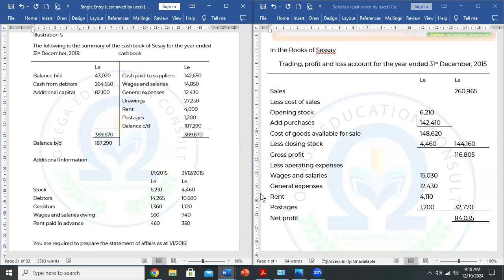So in this question, when you prepare that of the wages, I think for rent too, you have to prepare that of rent, because you have rent paid in advance and you have how much was paid during the year. Now, if you check the postage, there was no information on it, right? So the postage is 1,200 as in the cash book. Now, for the rent and wages and salaries, this is how you go about them. You prepare the account and you will know how much you are taking to the profit and loss account.